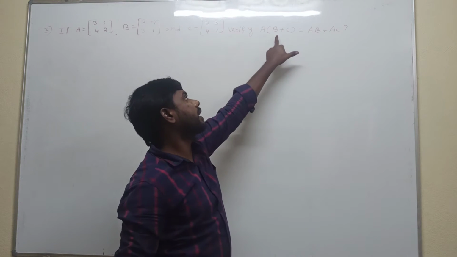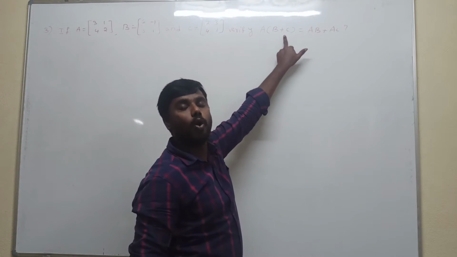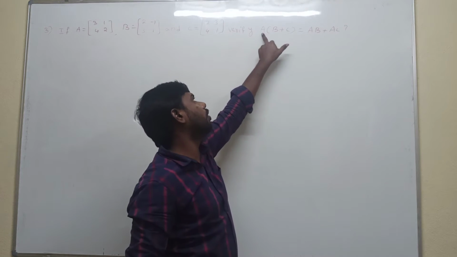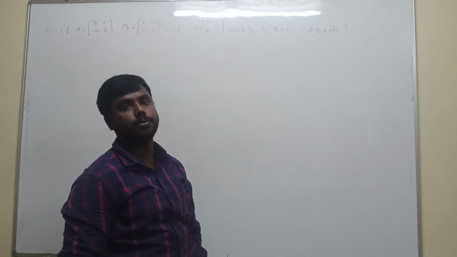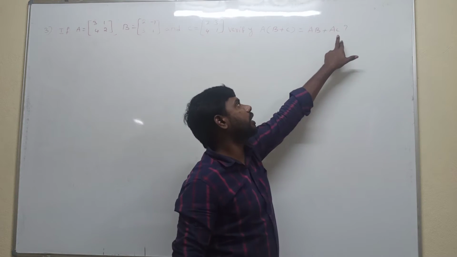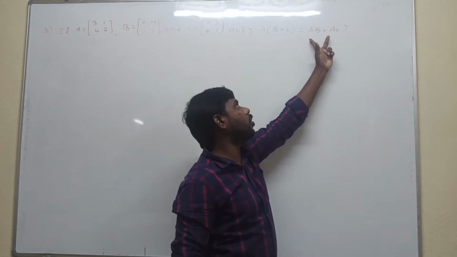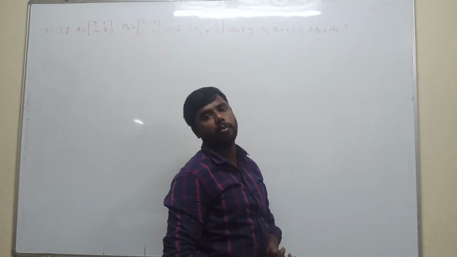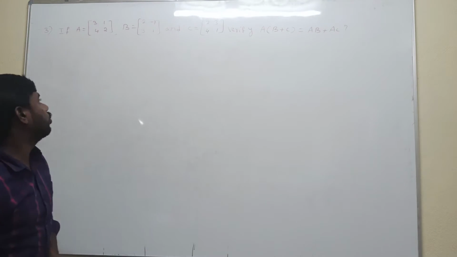First you have to calculate the B plus C matrix. After getting the B plus C matrix, take its product with the A matrix. That is the LHS part. Next, to calculate the RHS part, first calculate the AB matrix. Next calculate the AC matrix. After getting both matrices, we have to add them. So now we are going to the solution.